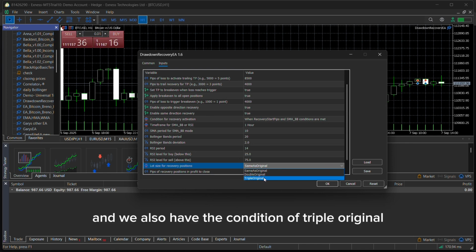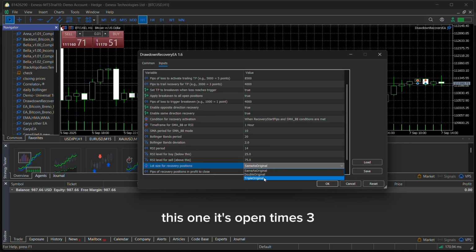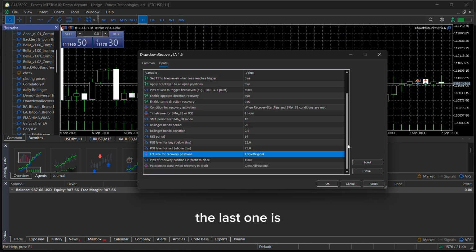And we also have the condition of triple original. This one will open times 3 the position you have. If you have 0.1, it will open 0.3 for you.